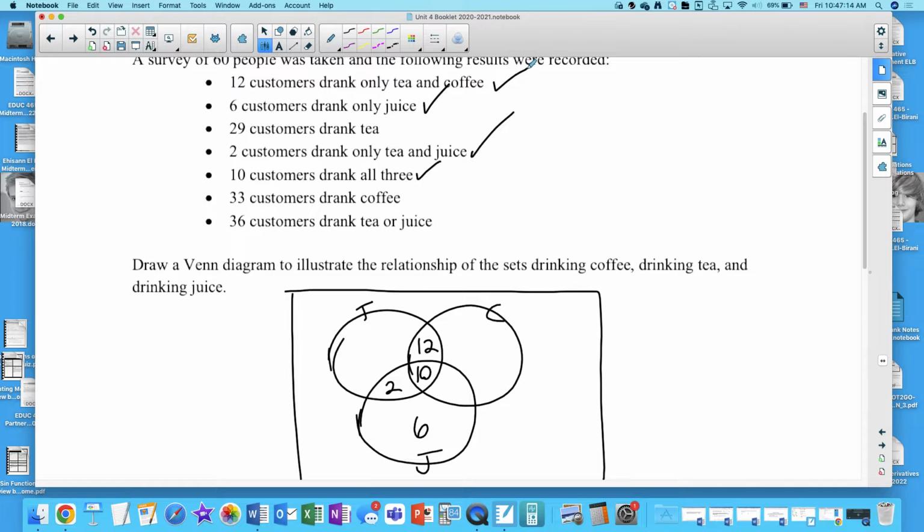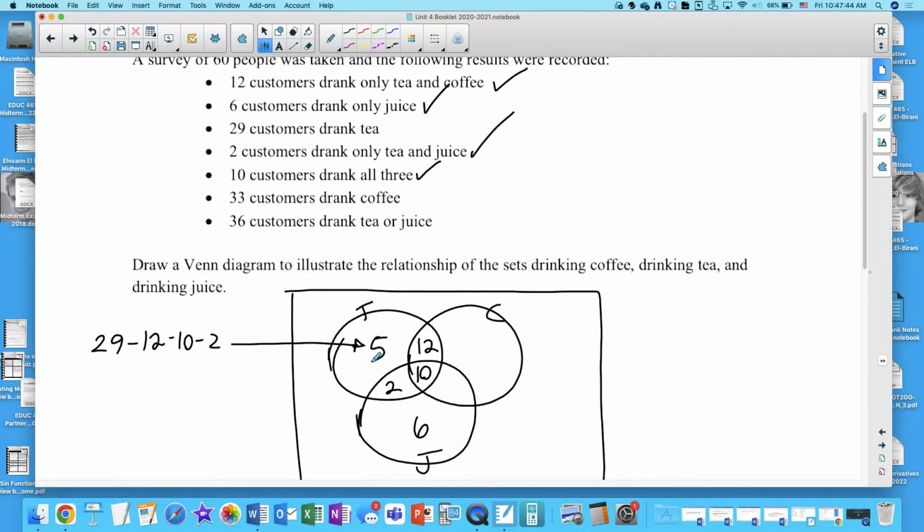Yeah, the tea. Totally, we can fill in the tea because tea is divided into 4 regions. And we know 3 out of 4, and we know what the total should be. So only tea is going to be the total in tea, which is 29 minus 12 minus 10 minus 2. Right? That whole circle has to add up to 29. And so that works out to be 5.